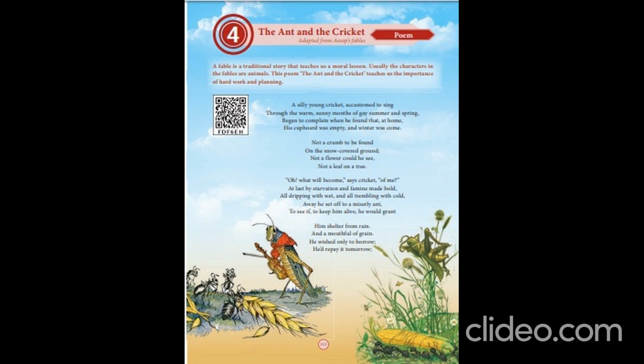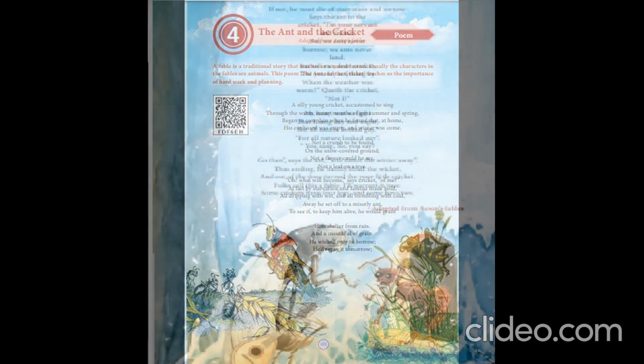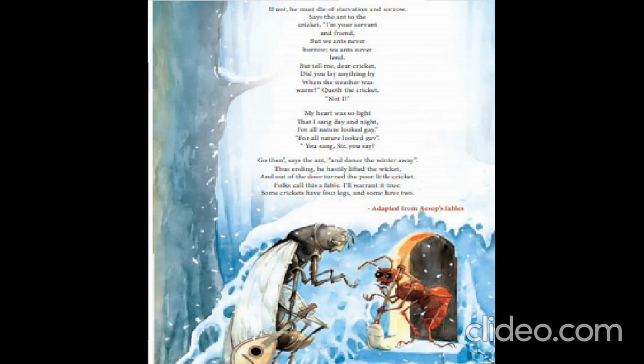So what are the things he asked his friend ant? Him shelter from rain and a mouthful of grain. He wished only to borrow, he would repay it tomorrow. So, what are the things he asked? It asked to provide a mouthful of grain and shelter from rain because there was famine, chilling cold, and also raining, which made the cricket wet and shiver a lot while traveling. So the cricket requested the ant to lend some food and shelter, and he promised to repay by the next day, or else it will die. So these are the requests made by the cricket to his friend ant.